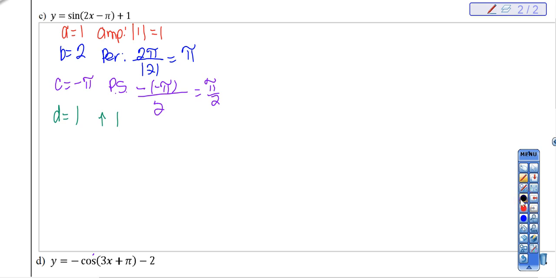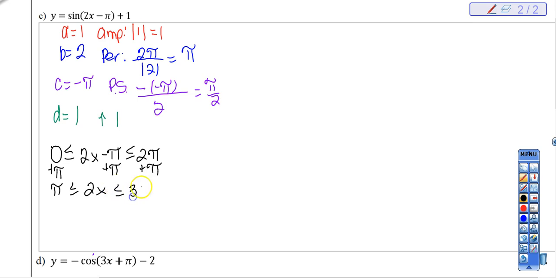But before we do that, let's see if we can do this horizontal action all in one step by taking one full cycle of the original sine function, the parent function, 0 to 2 pi, one cycle, and let's perform both of these horizontal actions. So we'll take 2x minus pi, and we'll solve for x. And we'll see what happens to our start and our stop. So we'll add pi to all three sections. And we get pi less than or equal to 2x less than or equal to 3 pi.